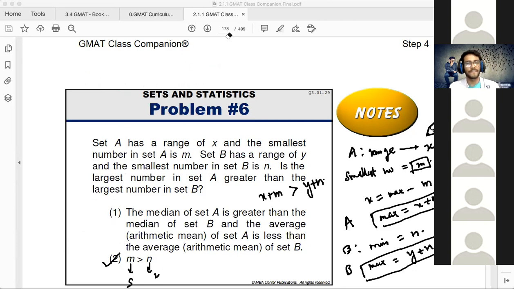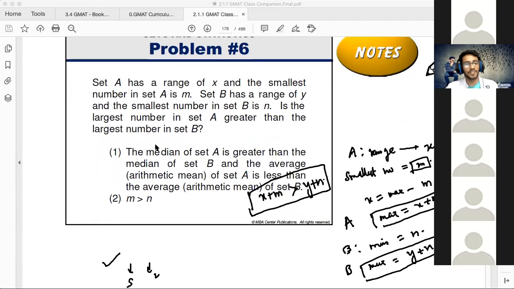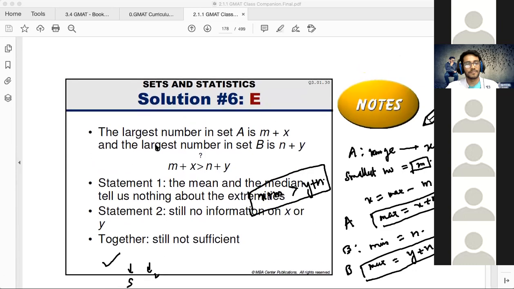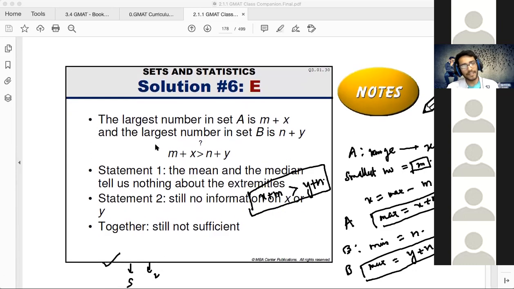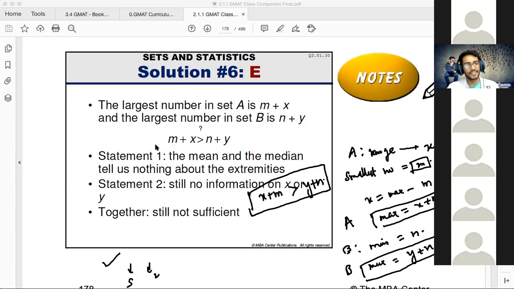How can we say? We have to find this. See, the largest number in set A is m plus x. We have calculated the largest number in set B is n plus y. Okay, m plus x greater than n plus y. This we have to prove. That's what I have written.